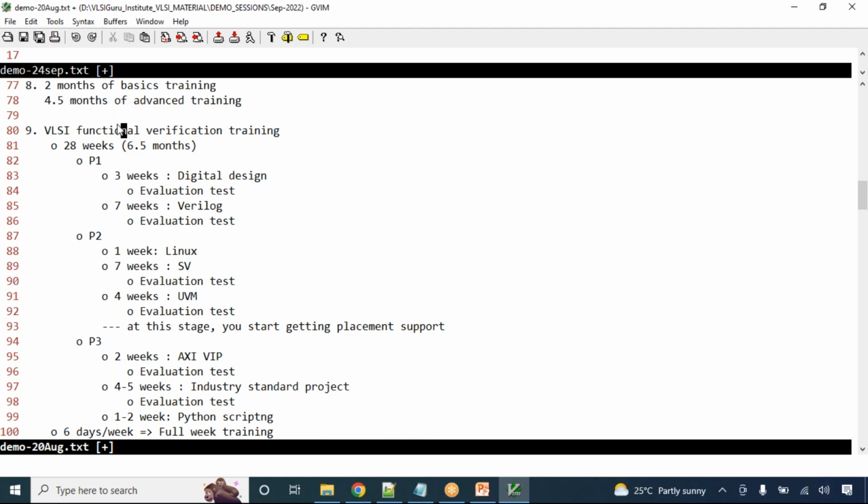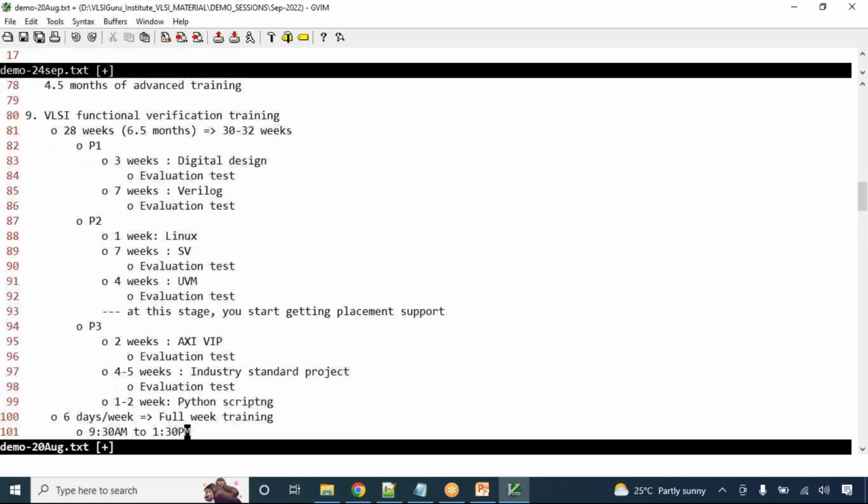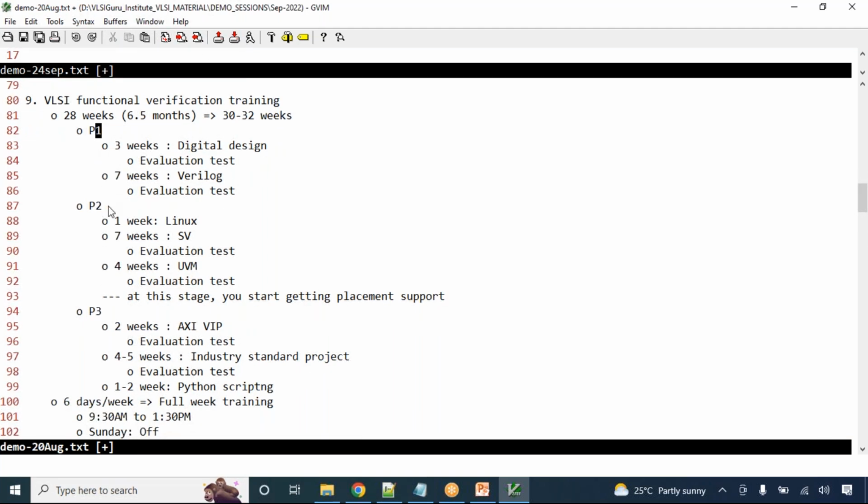Now, how the functional verification is divided is, it is divided into 3 parts. It is totally a 28 weeks course. Sometimes it does get extended to 32 weeks. But I will tell you, you don't need to really wait for 32 weeks to get a job. Our focus is to go deep into the learning. That's the major idea. Okay. We divide it into 3 phases. Phase 1, phase 2, phase 3.